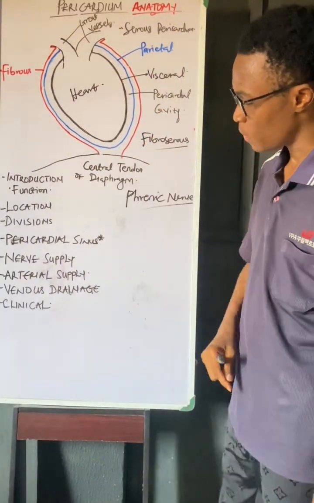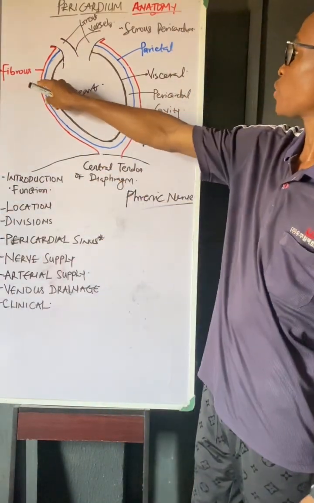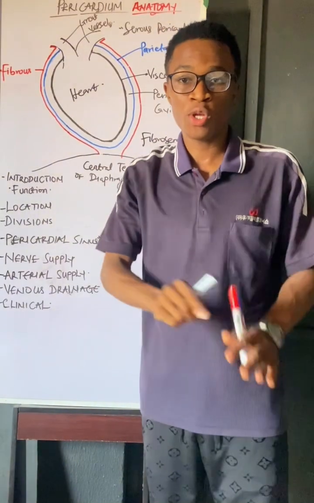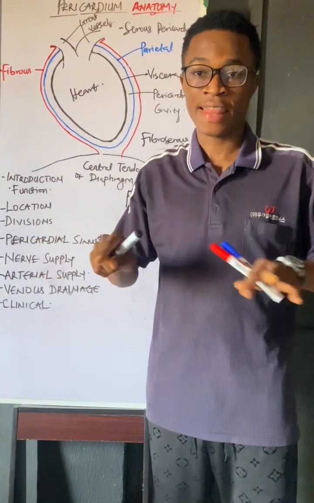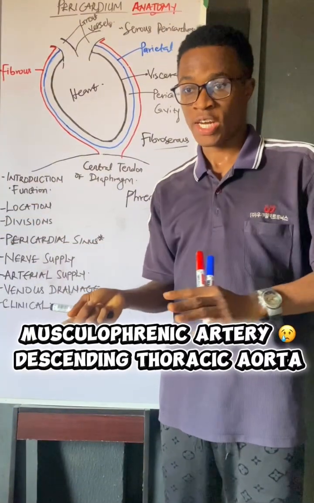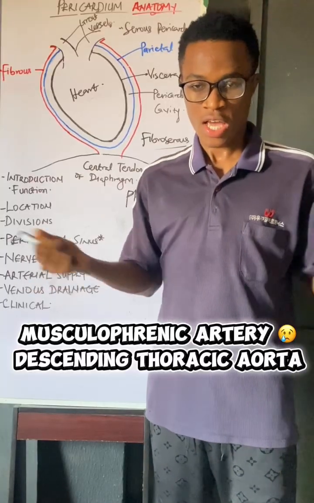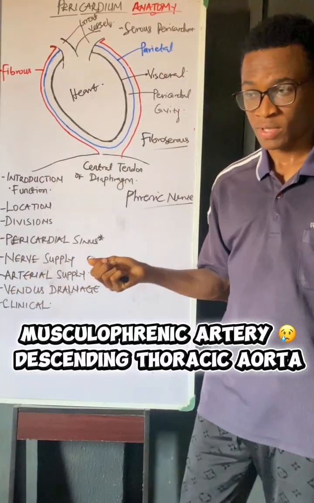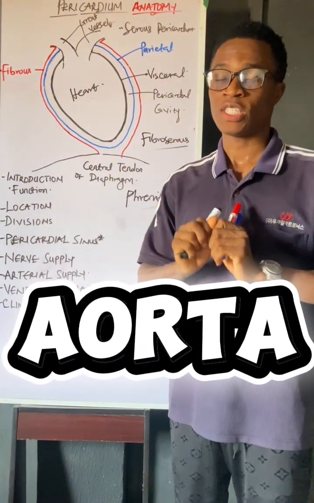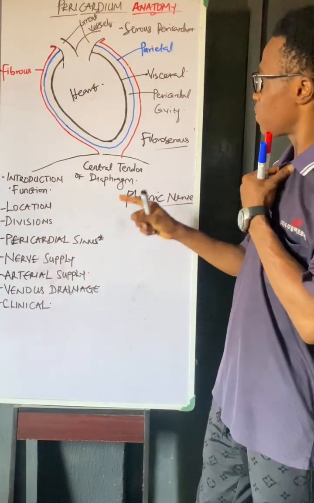Then for the arterial supply, this is very, very important. For fibrous and the serous parietal pericardium, their blood supply will be from internal thoracic artery. One, we can talk about the muscular part of the phrenic artery. Then we can talk about, obviously, the descending thoracic aorta, because most of the blood vessels are directly coming from the aorta. If you don't remember anything, just say it's coming from the what? Aorta, blood supply, aorta.